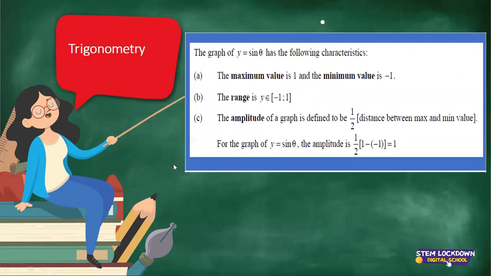So the graph of y equals sin theta has the following characteristics. One, the maximum value is 1 and the minimum value is -1, and the range is from -1 to +1. Then the amplitude of the graph is defined as half the distance between the maximum and the minimum. For y equals sin theta, the amplitude is half of 1 minus -1, which is half of 2, which is 1. So the amplitude is 1.